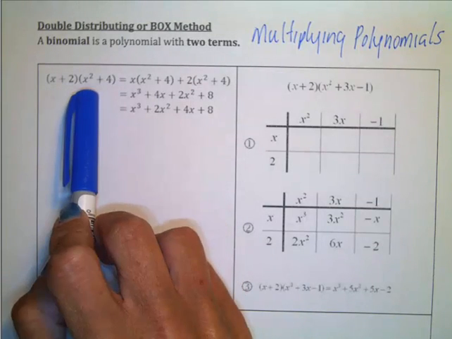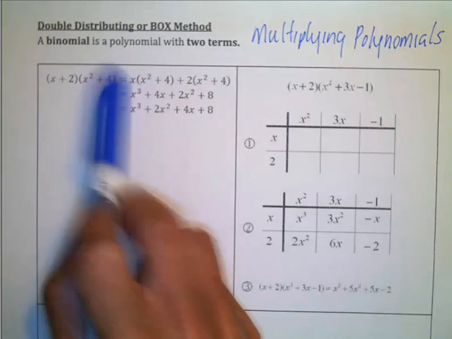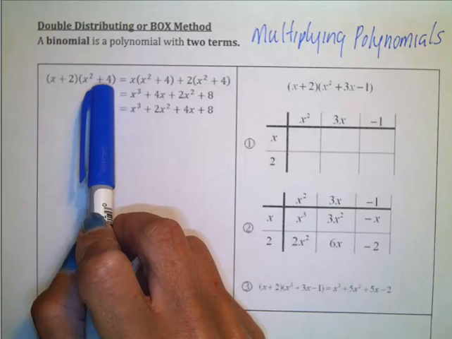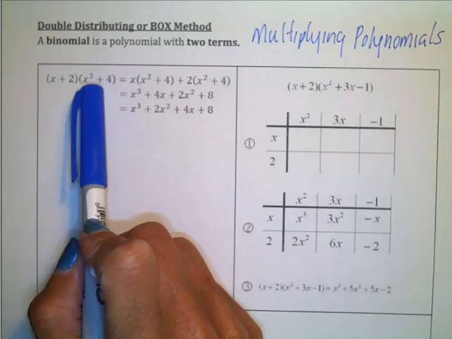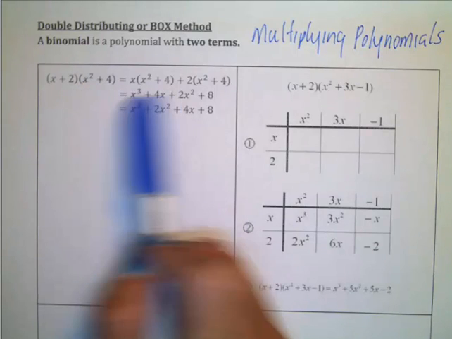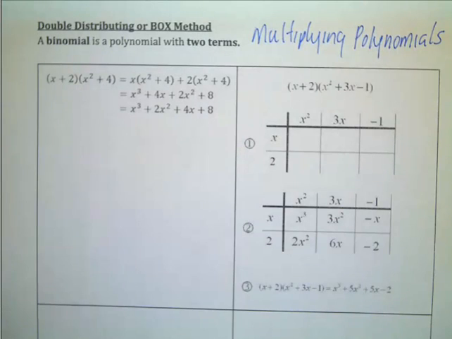So we took the first term, x, multiplied it by the second parenthesis, x squared plus 4. Then we took the second term, positive 2, and multiplied it by the second parenthesis. We did our multiplying, and then we combined any like terms, and we put it in standard form.